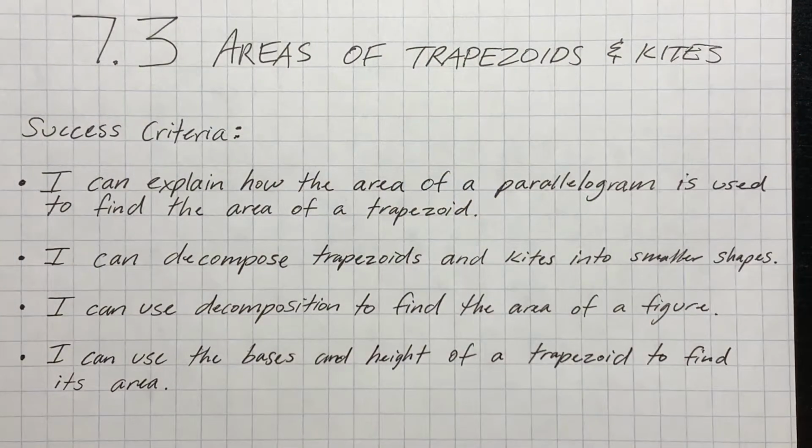With 7.3, Areas of Trapezoids and Kites, our success criteria is that we're going to be able to find the area of a parallelogram and use that to find the area of a trapezoid. We're also going to decompose trapezoids and kites into smaller shapes and use decomposition to find the area of a figure. Lastly, we're going to use the base and the height of a trapezoid to find its area.